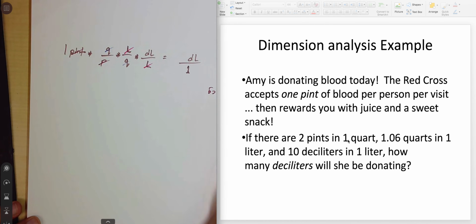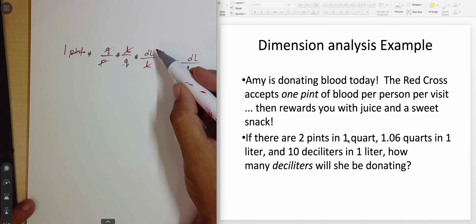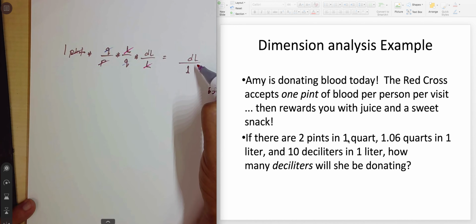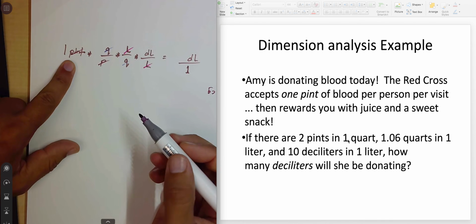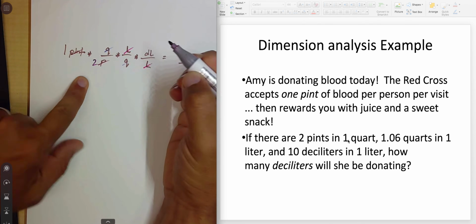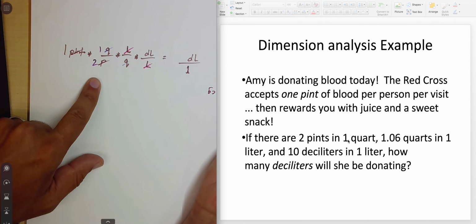Liters cross cancels with liters, and what units are left over? Only deciliters. And that's the final answer that we wanted. This is a very complicated problem that we just worked our way through. Now we can add the numbers. She started with 1 pint. Well, there are 2 pints in 1 quart.